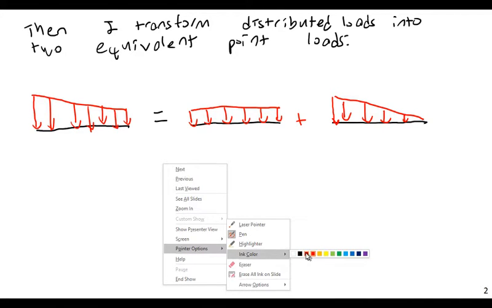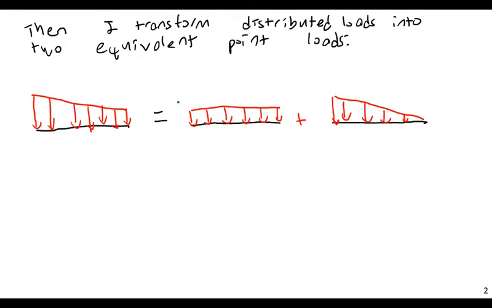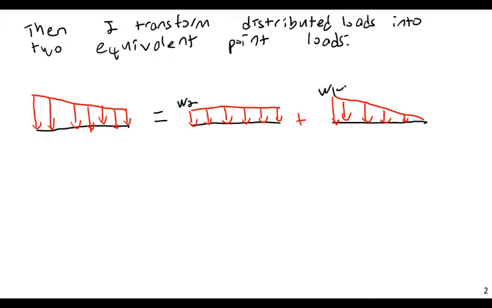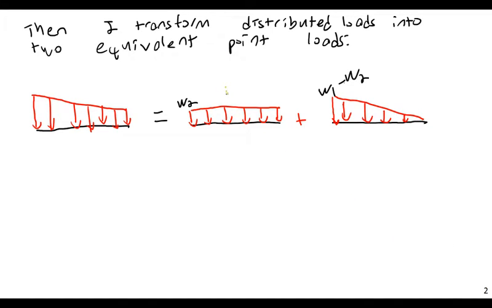If I go back to W1 and W2 and label these, the rectangle would have a height of W2, and this triangle here would have a height of W1 minus W2, the difference between the higher end and the lower end. Then I need to find equivalent point loads. The equivalent point load for the rectangle will be right at the center, at L over 2, and it will simply be W2 times the length.